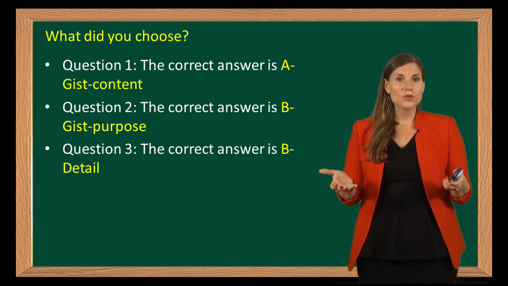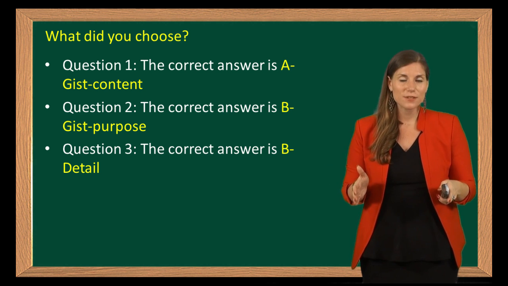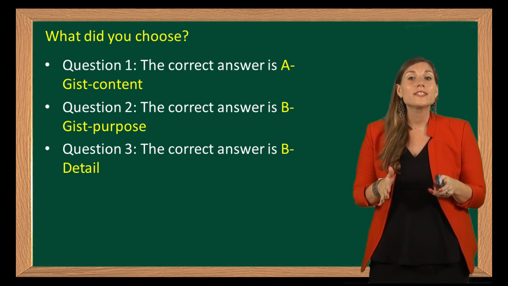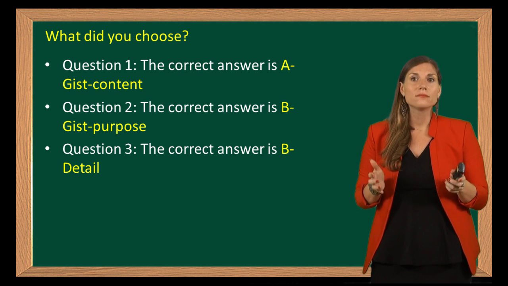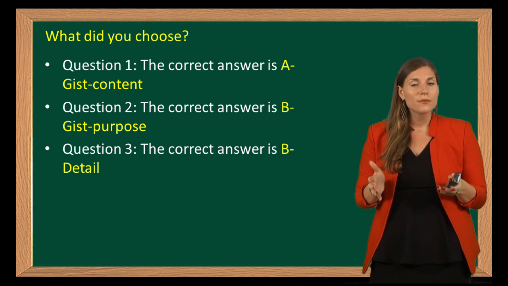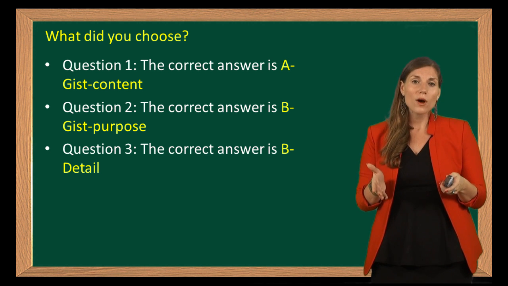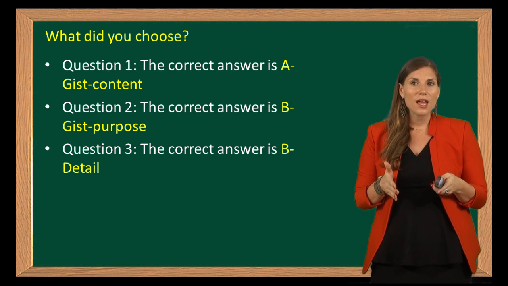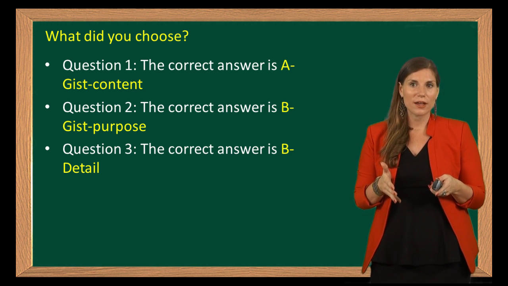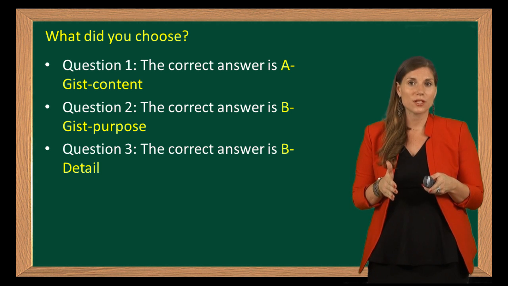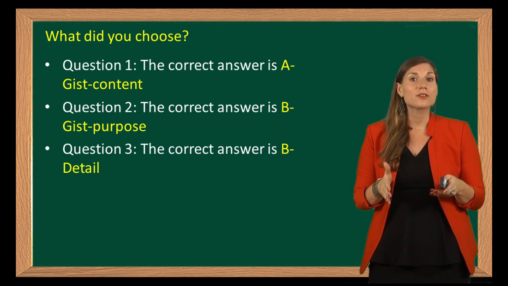Okay, so what did you choose? Let's take a look at the answers. Number 1 is a gist content question. The correct answer is A. Why? The consultant says, "Can you tell me what you're worried about?" And the student replies, "Well, my friend was telling me that biology is pretty hard. And so I don't know about that." This is directly stating the worries of the student. So that makes the best answer, the most correct answer, A.